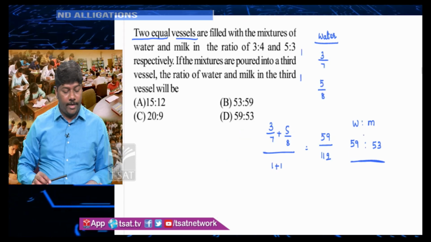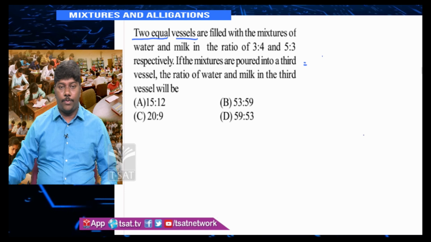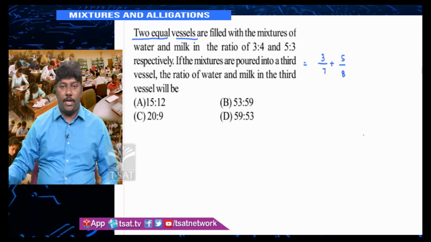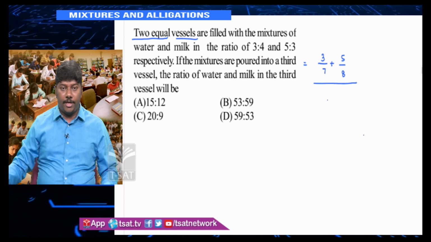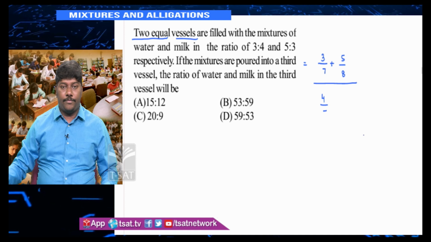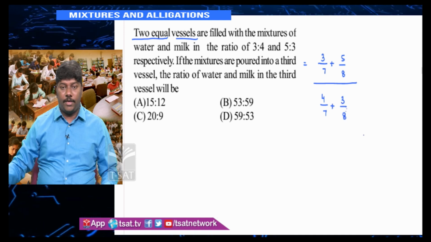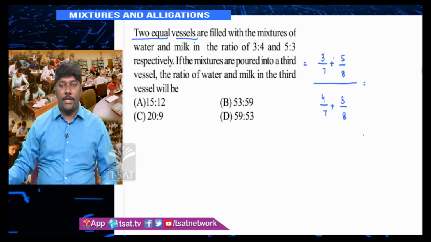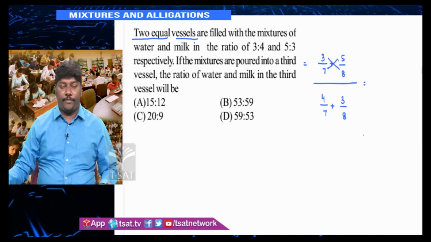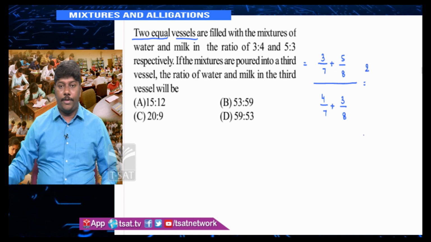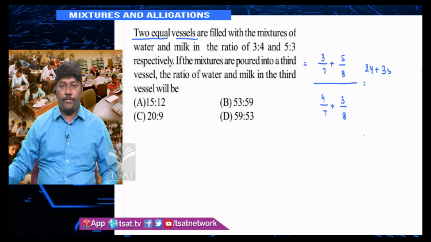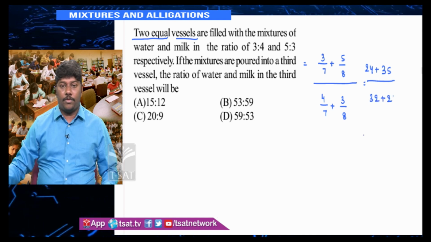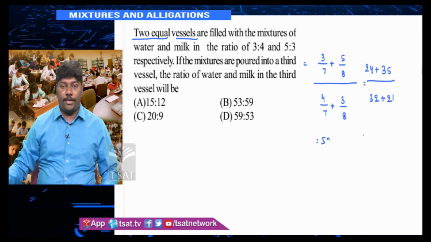If you wish to do it completely in terms of fractions, water in the first one is 3 out of 7. What is the water in the second one? 5 out of 8. I am taking water in the numerator. Now in the denominator of this fraction, you take milk. 4 out of 7 plus 3 out of 8. The LCM in numerator and denominator, both, is 56. So I am going to cancel 56. So directly you can cross multiply like this, 3 into 8, 5 into 7. So it is 24 plus 35. 56 anyway gets cancelled. This is 32 plus 21. So water and milk ratio is 59 is to 53.